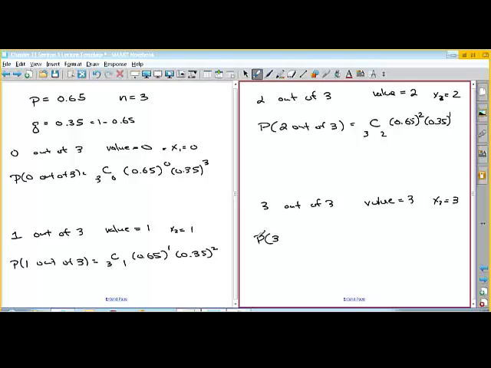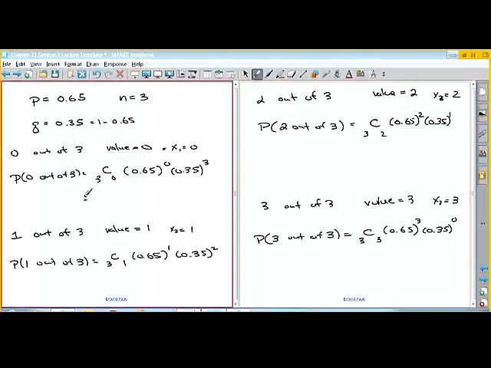And then finally, the probability of him making 3 out of 3 is a combination of 3 things taken 3 at a time, the probability of success to the third power, which is x again, and the probability of failure, which is 0.35 raised to the difference between those two numbers. So those are all the different calculations. I'm just going to go ahead and do them.